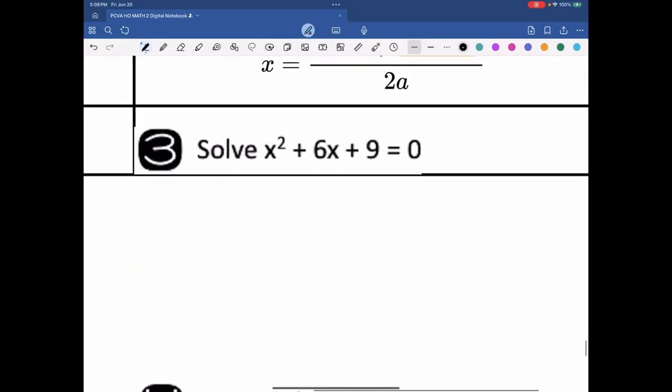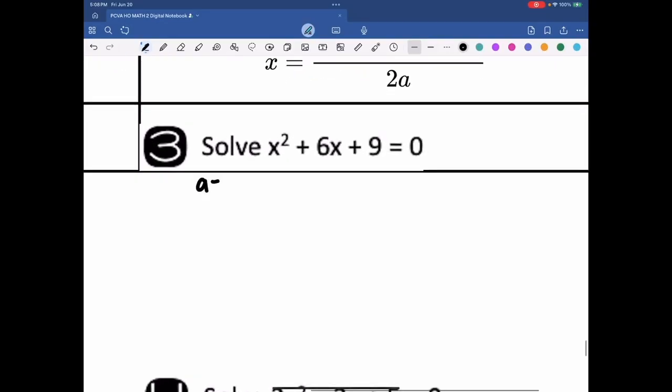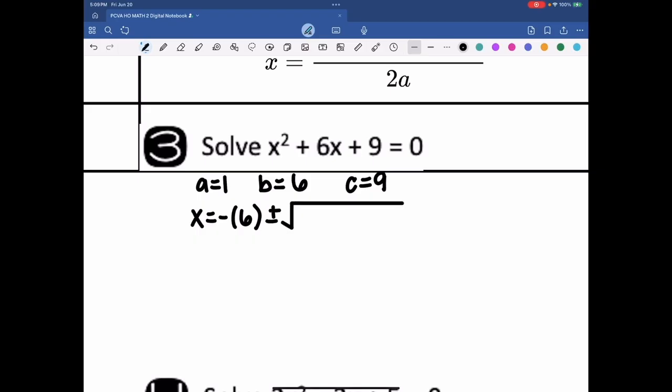All right, so for number 3, I have a equals 1, b equals 6, and c equals 9. So I'm going to do my quadratic formula. I'm going to say x equals negative b, which is going to be negative 6, plus or minus the square root of b squared, so 6 squared, minus 4 times 1 times 9, which is a times c. And that's all going to be divided by 2 times a, which is 2 times 1. So again, we're going to simplify.